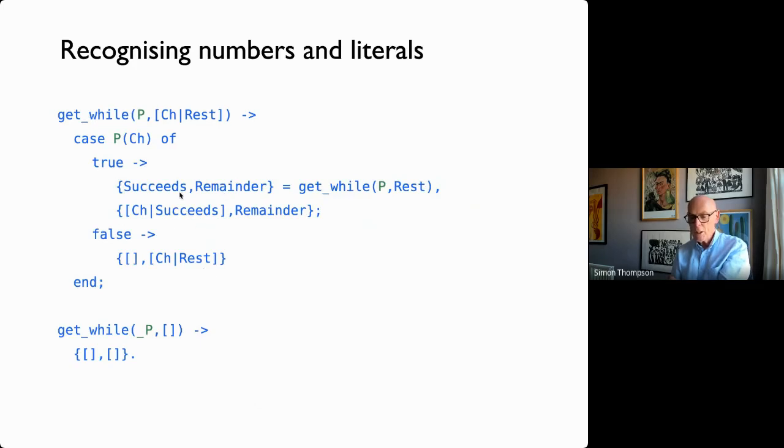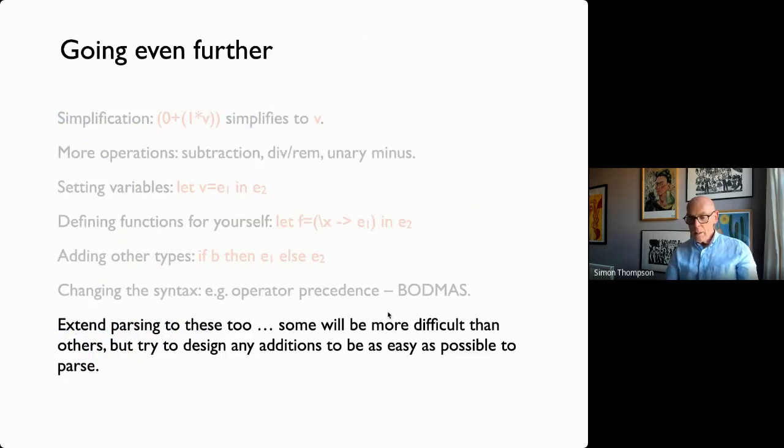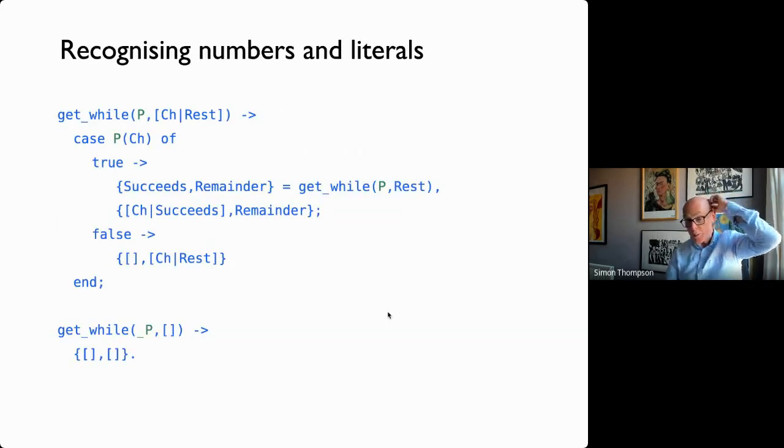Otherwise, we know that ch has the property, so we try and find the longest initial segment in the rest. We match that with pattern matching on that result, and then we stick ch on the front of the initial segment from the rest. So again, a different pattern of recursion, which here is guided partly by the list, but also by this pattern match, this case switch on the value of the property. And this is a sort of tail recursion here.